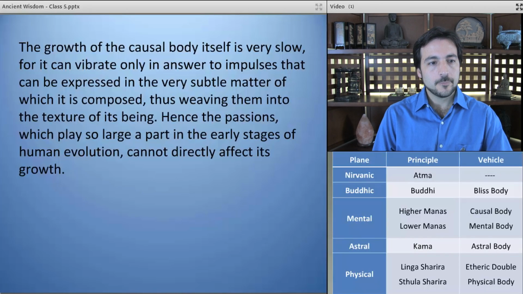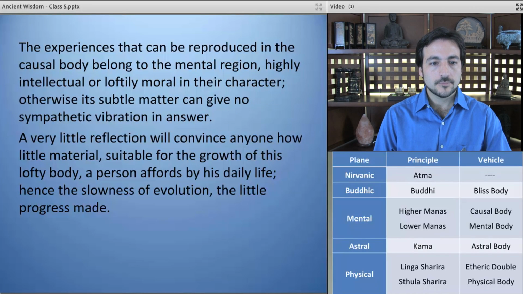So the more these activities take place in our awareness, the more food is there for the causal body, allegorically speaking. The experiences that can be reproduced in the causal body belong to the mental region, highly intellectual or loftily moral in their character. Otherwise, its subtle matter can give no sympathetic vibration in answer. A very little reflection will convince anyone how little material suitable for the growth of this lofty body a person affords by his daily life. Hence the slowness of evolution, the little progress made. So yeah, that's what I just explained.